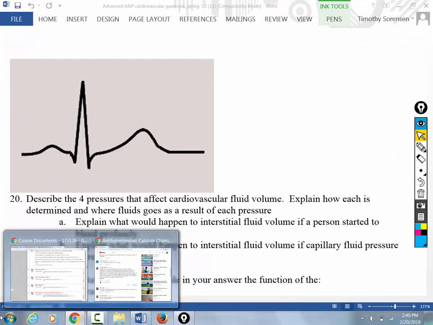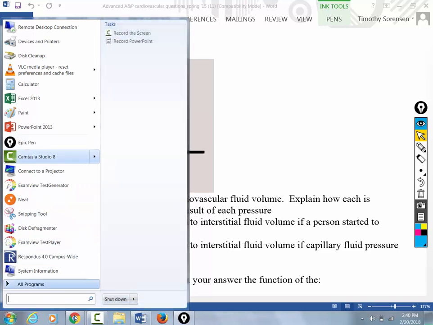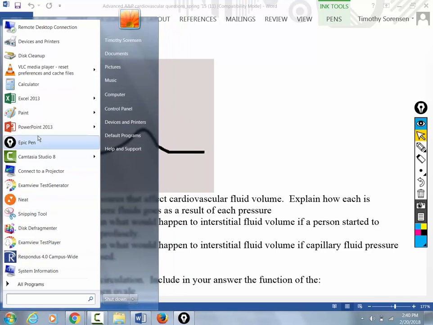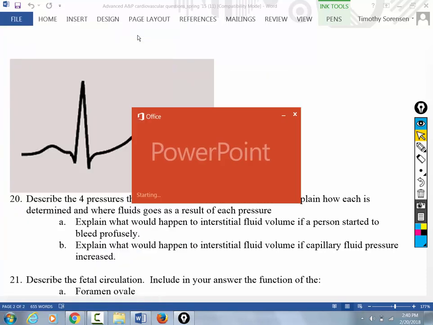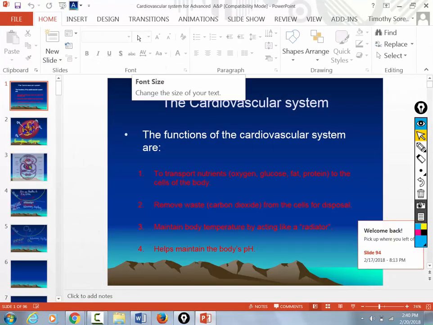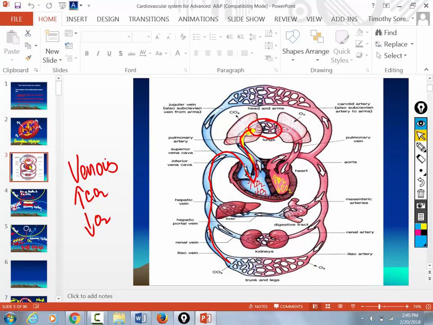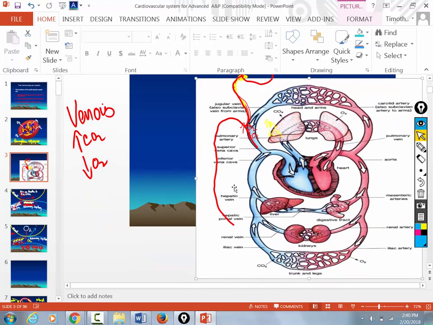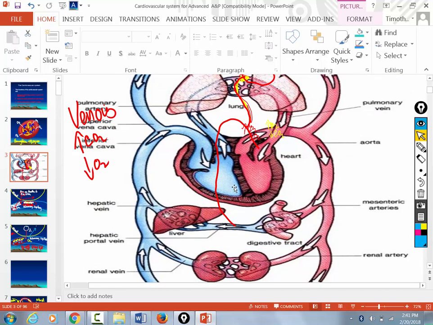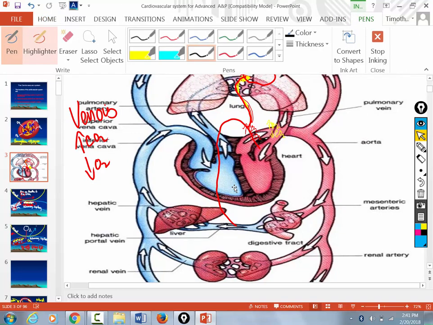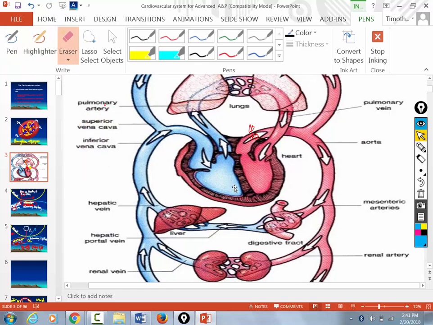Here we go. Four pressures, yes? What I want to do is explain those four pressures in the context of congestive heart failure, okay? So let's look at this. We know that these four pressures are at the level of the capillary in the cell.